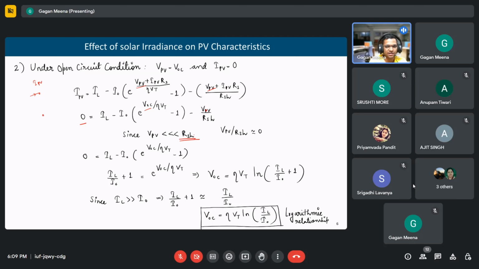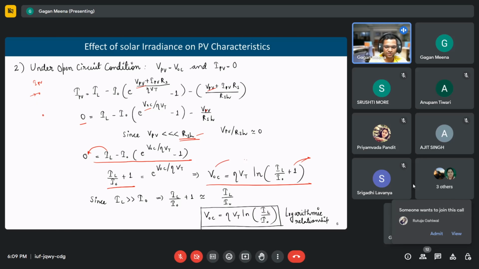Here also we can again assume RSH is very large; the open circuit voltage we have seen for a cell is around 20-30 volts, and this is in kilo ohm, so we can neglect this. This is 0. If we take IL to this side, it becomes IL by I0 plus 1, and VOC can be written like this. Again this 1 can be neglected.